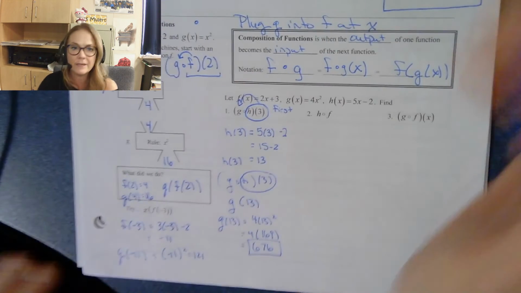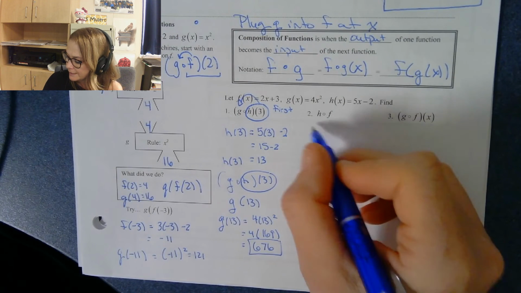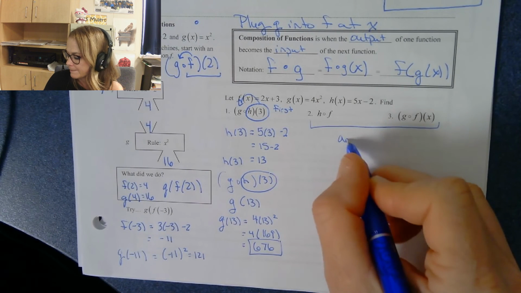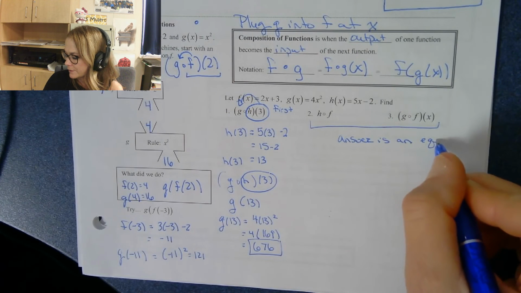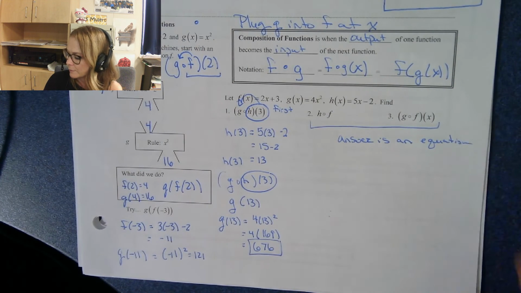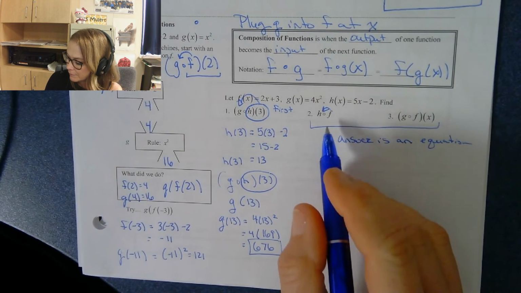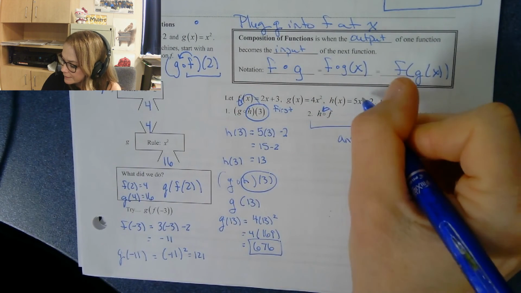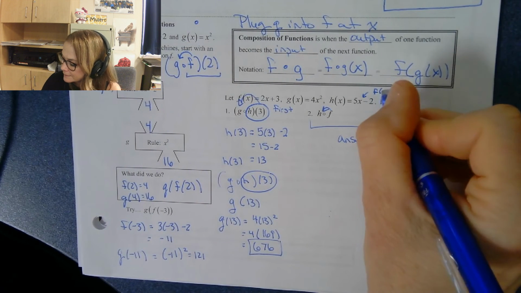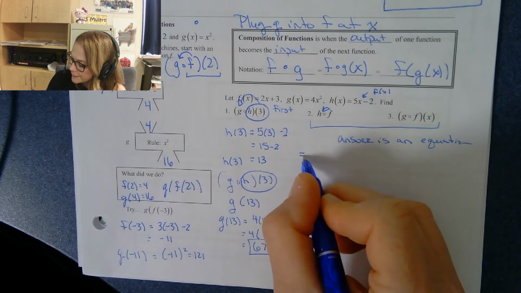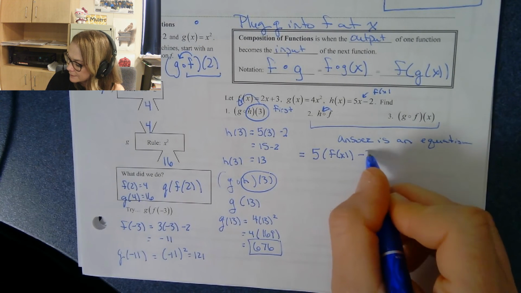So these next two here don't have a value. There's no number here, just an x. So in these two, your answer will be an equation. It's a new function, but I'll just say equation. So I'm just taking f and plugging it into h at x. I am just taking the f function and putting f right there, and that's f of x. So this will equal 5 times the function f of x minus 2.